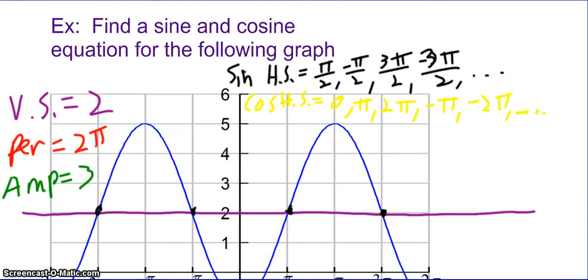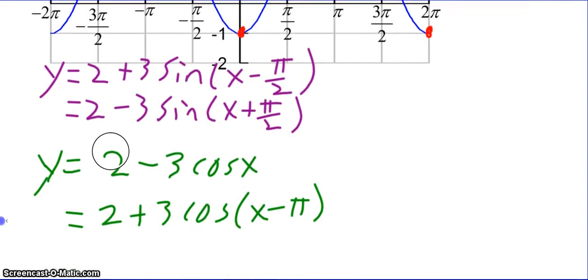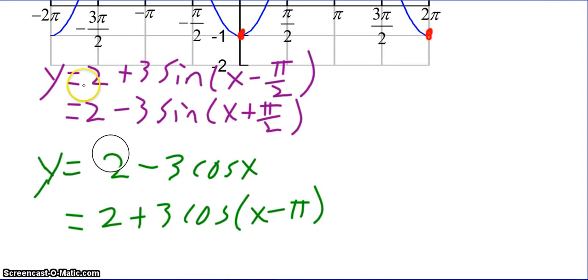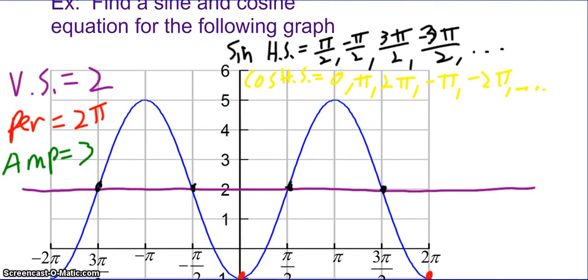Okay, so I wrote a couple of answers down here. For sine, one correct answer would be y equals 2 plus 3 sine of x minus pi halves, or y equals 2 minus 3 sine of x plus pi halves. For cosine, one correct answer would be y equals 2 minus 3 cosine of x. Another correct answer would be y equals 2 plus 3 cosine of x minus pi. Now, let's look at how I came up with that if you're confused.